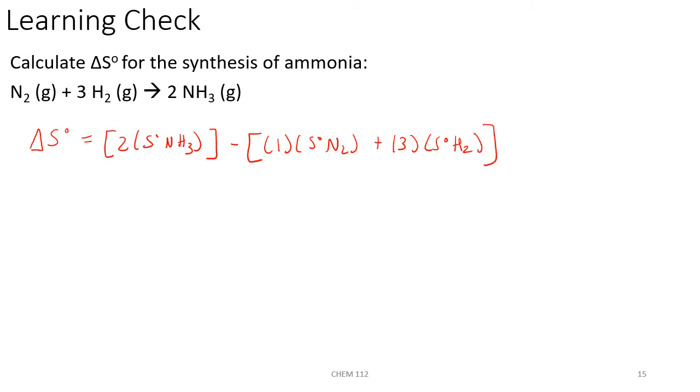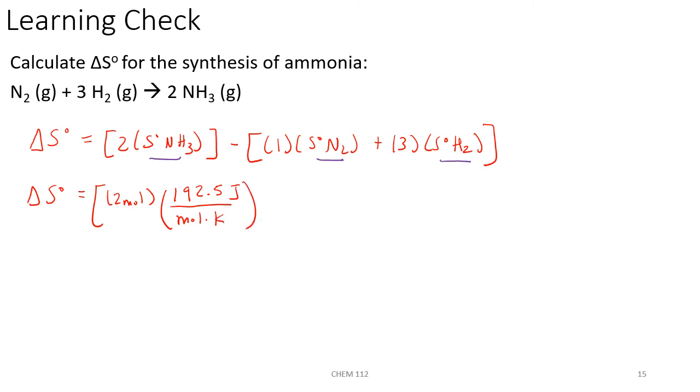This is where the full chart comes in handy because now we can look up what these values are for the standard molar entropies of the ammonia, nitrogen, and hydrogen. So to calculate our delta S naught, we're going to have 2 moles times our S naught for NH3, which from our chart is 192.5 joules per mole times Kelvin. And you can see that your units of moles are going to cancel, and you'll be left with joules per Kelvin.